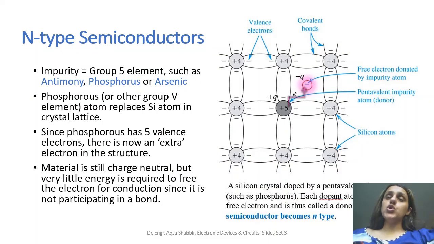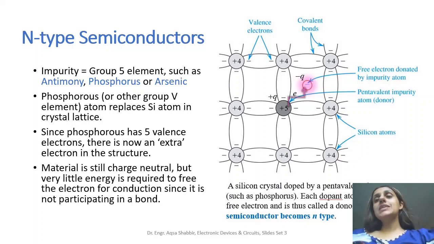We are now going to look at the atomic structure of N-type semiconductors and P-type semiconductors in more detail. In order to form N-type semiconductors, we add a donor impurity. A donor impurity is an element from group 5 of the periodic table, such as antimony, phosphorus, or arsenic.